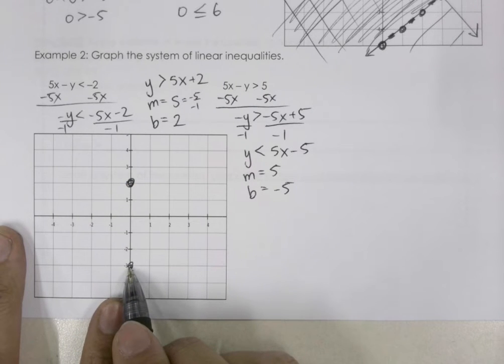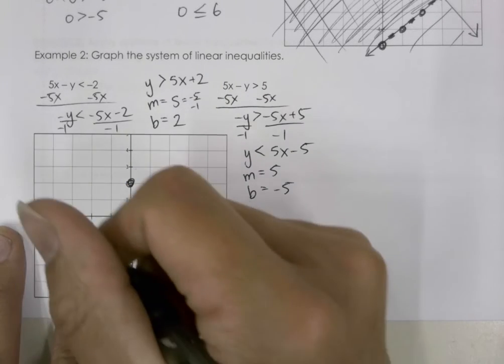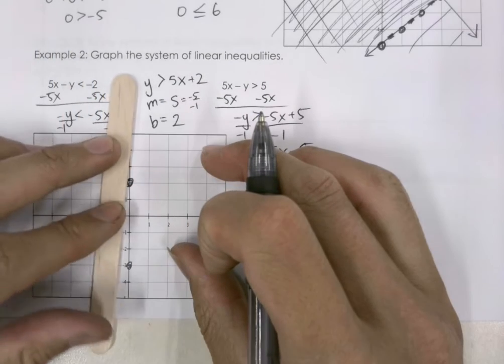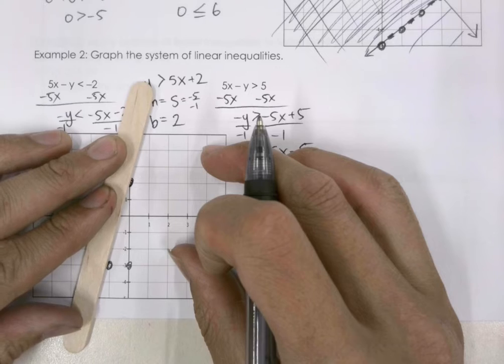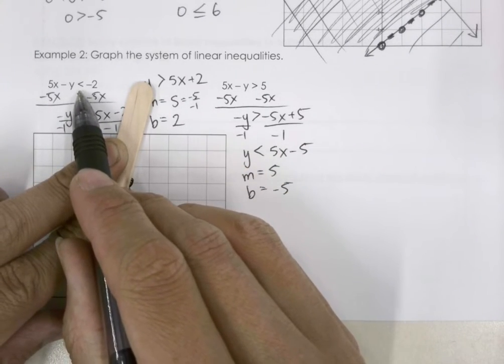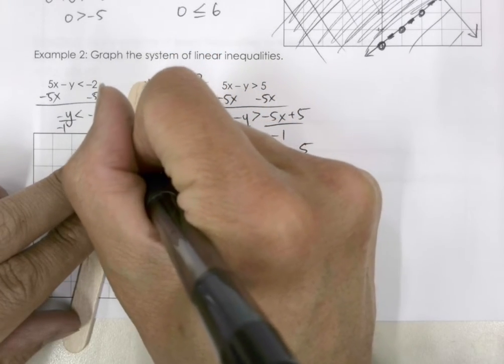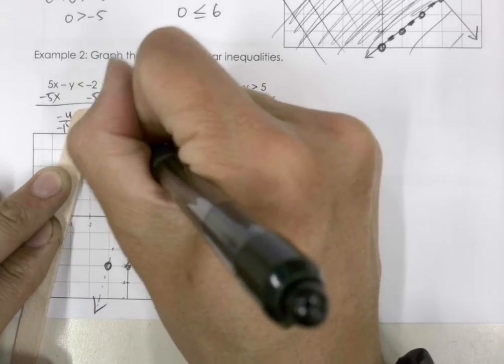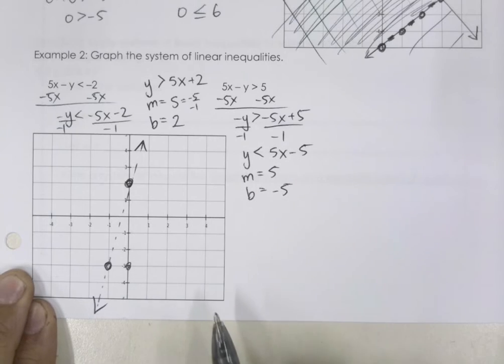And then we're going to run negative 1, so we're going to move to the left, and this is going to be our next point. Now that we have our line, we want to look at the inequality, and it's less than, so we want to create a dotted line, like so, and draw an arrow.